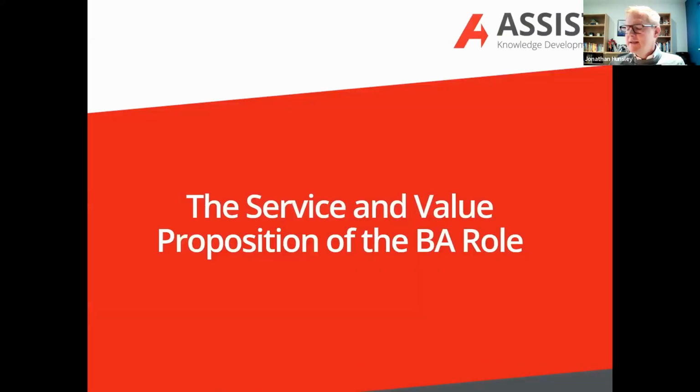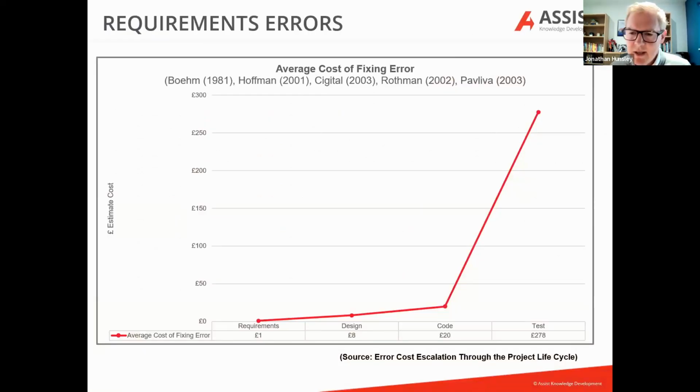So let's now move on to the services and the value proposition of the BA role. And what I thought I'd do is start with this. Now this is some research that was done. A number of different academics have looked at what are the costs of making an error relative to requirements on the overall software change delivery lifecycle.